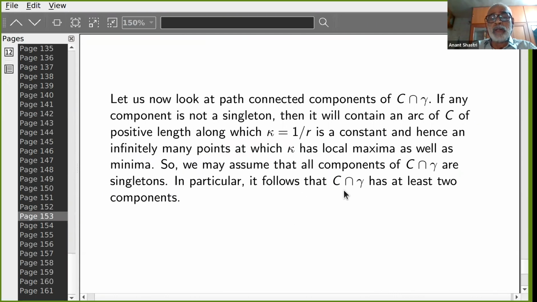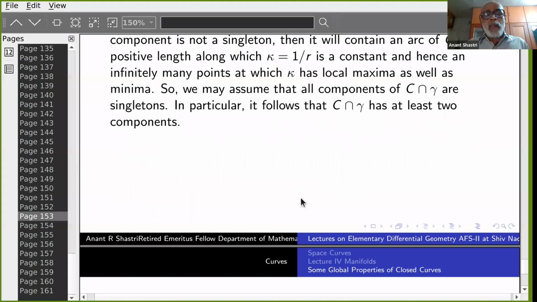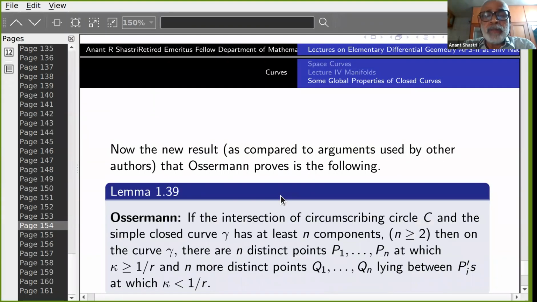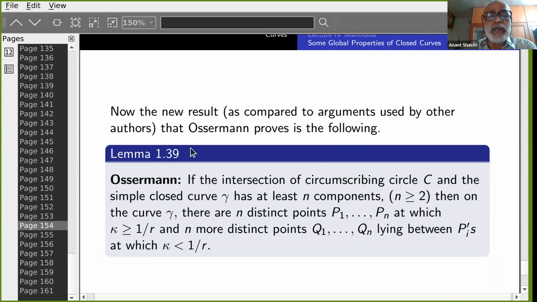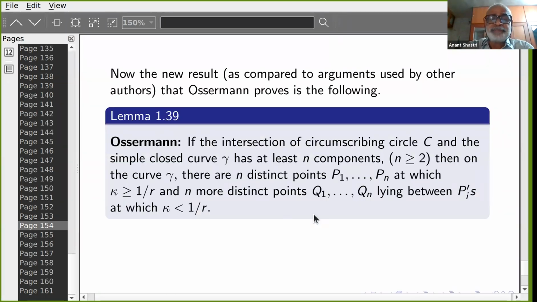In particular, it follows that C intersection gamma has at least 2 components. They are all points now. Finitely many points will come, of course. But I don't care whether there are finitely or infinitely many points. We can prove that it's finitely many points, but we are not interested in that. Now, this is clearly Osterman's idea here. So I am stating it as a separate lemma due to Osterman.